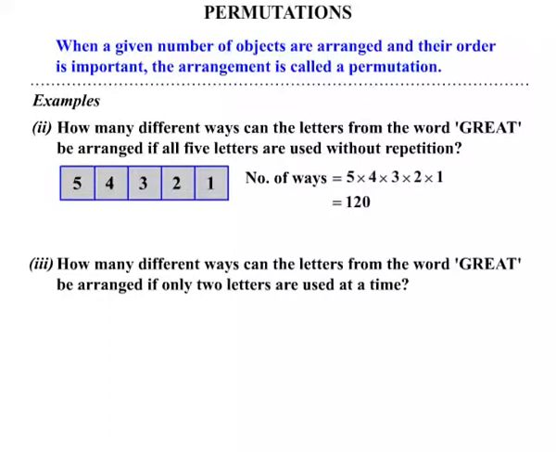Next one's a little bit different. How many different ways can the letters from the word great be arranged if only 2 letters are used at a time? So we've only got 2 letters, so there's 2 positions. In the first position though, 5 letters to choose from, so there's 5 ways of choosing that letter. The second position, well, 1 letter is chosen, so we're down to 4, so there's 4 ways of choosing that. So the number of ways simply will be 5 times 4, and that of course is equal to 20.